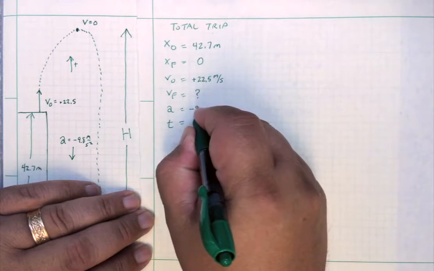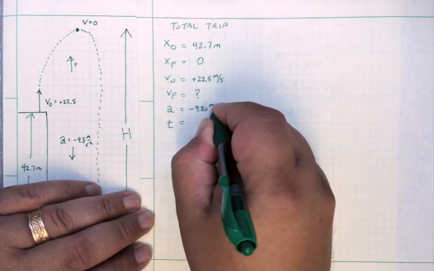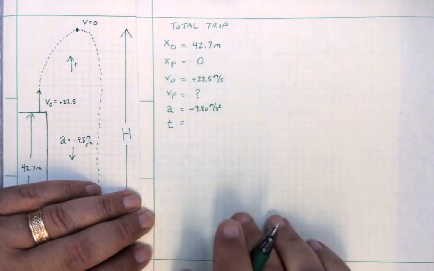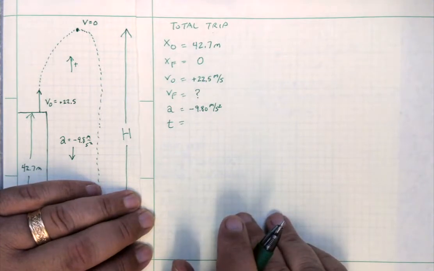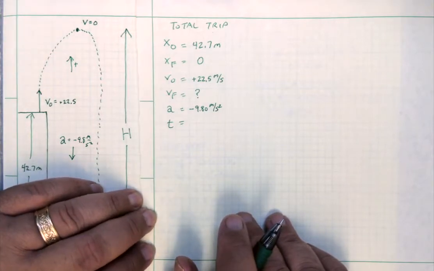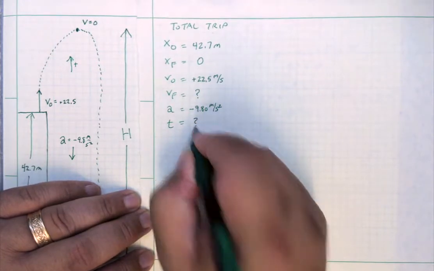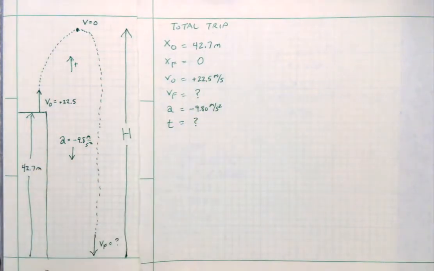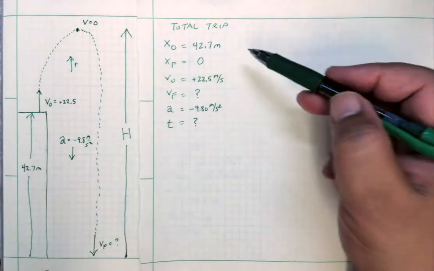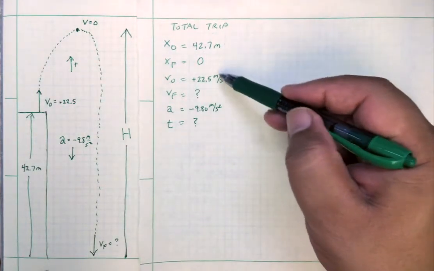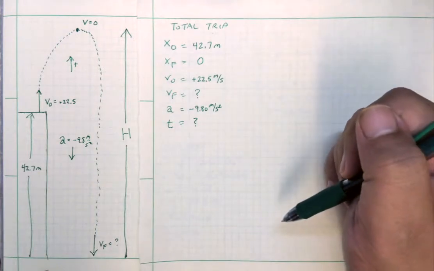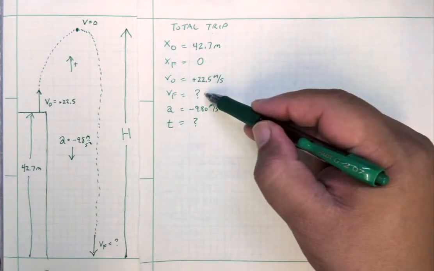The whole trip, up and down, the ball is in free fall. Whether it's going up or going down, it's in free fall. We neglect air resistance, and so the acceleration is still negative 9.80 meters per second squared. And the total time in the air, this is not something that we know. So once again, we write out what we know, what the problem tells us. We identify what it is we need to find.